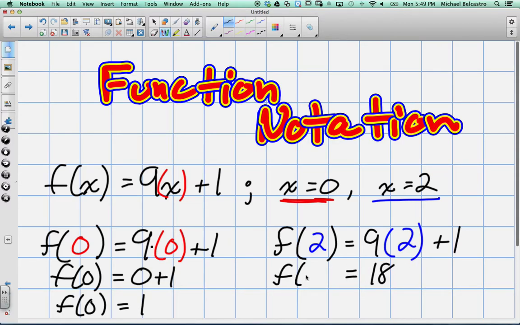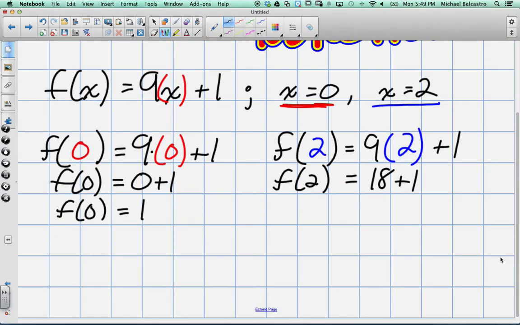This doesn't have to do with anything like domain and range, right? No, this is just function notation. It's a little different, yeah. So f at 2 in this one is equal to 19. And what we're going to do is we're going to double check this, okay?